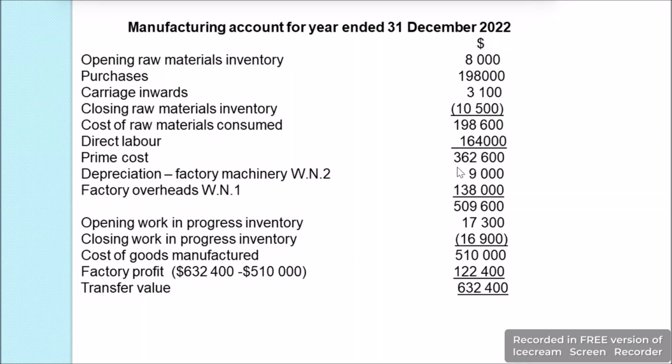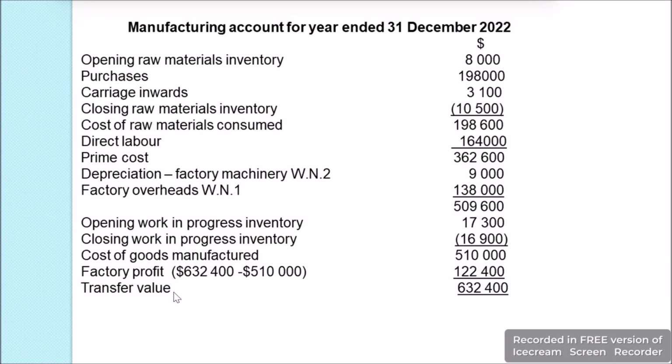So direct material plus direct labor will be our prime cost, which will be $362,600. And then we will add the depreciation, which we have calculated in the second working notes as $9,000. And we also add the factory overheads, which was calculated as $138,000. So we'll get the total as $509,600. To this we add the opening work in progress, which was given as $17,300, and we'll subtract the closing work in progress inventory, which was given as $16,900. We'll get the cost of goods manufactured as $510,000.